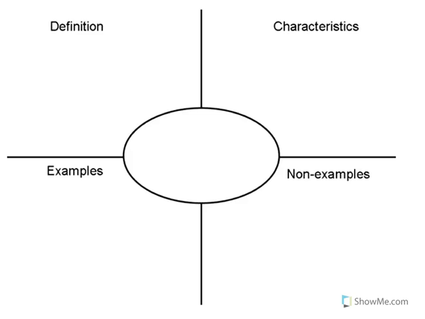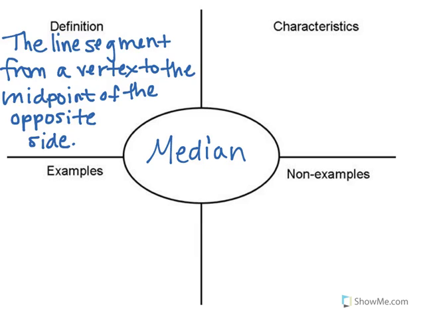It's called a Frayer model, and it's going to help us understand these vocab words a little bit better. So the first word we're going to look at is: what is the median of a triangle? The exact definition of a median is the line segment from a vertex to the midpoint of the opposite side. And there are a bunch of different important aspects of this definition. If we just want to highlight a few, the line segment from a vertex is going to be very important. And then the fact that it's to the midpoint of the opposite side, okay?